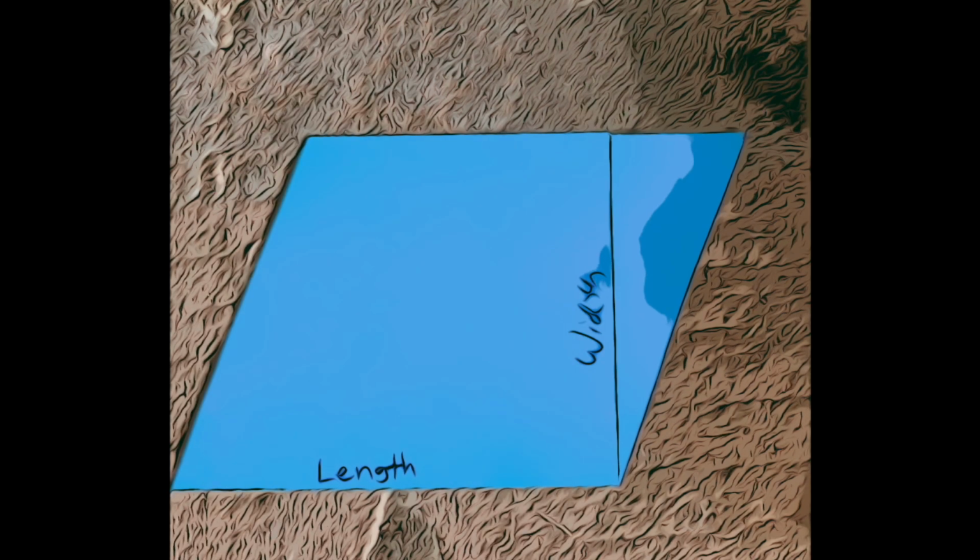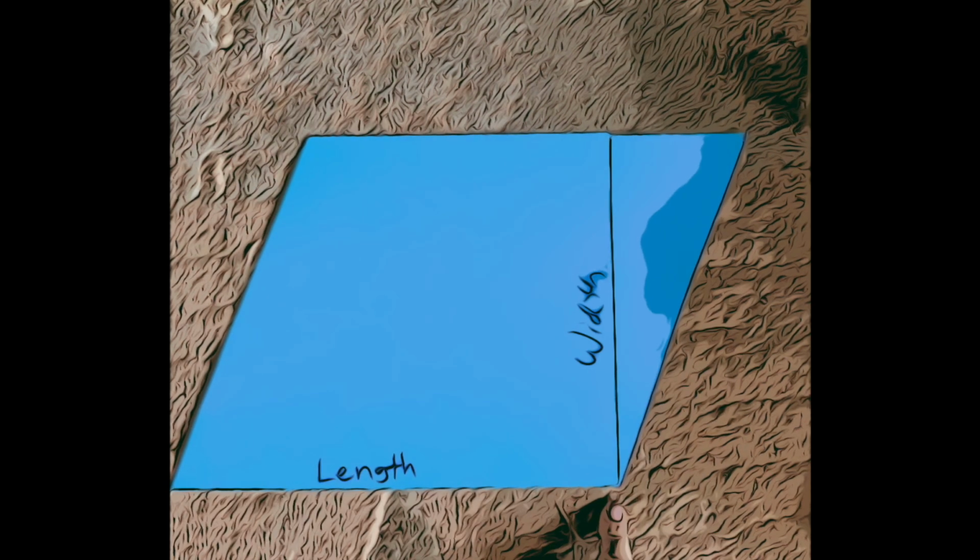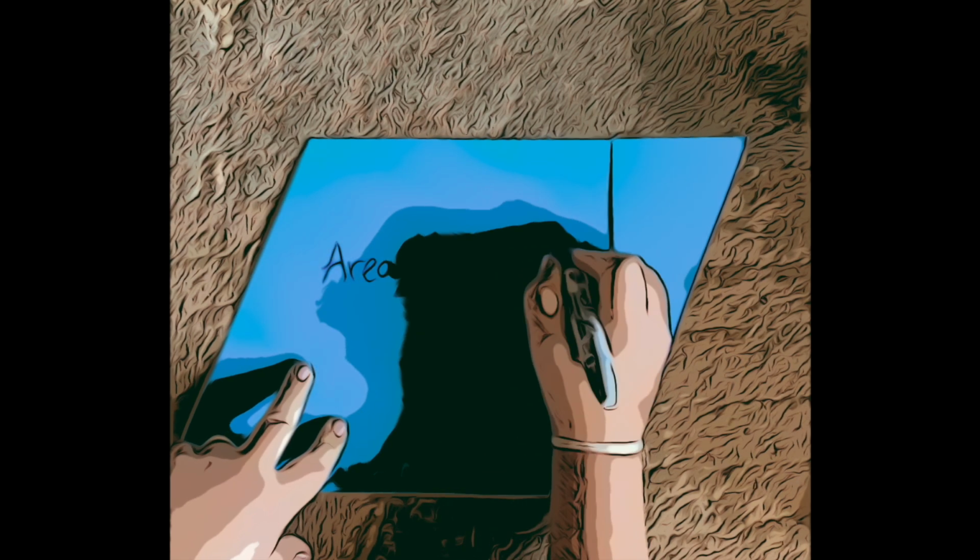Now, if you notice, the length is still the same as the rectangle, and the width is still the same as well because we never changed the height. So the area of a parallelogram is the same as the area of a rectangle, length times width.